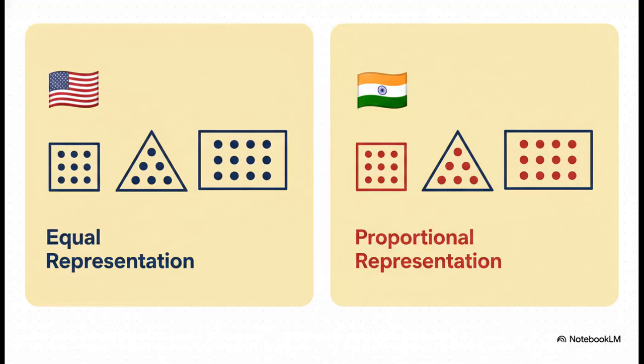Now, this is a really crucial difference to understand. It's all about how the states are represented. So in a symmetrical system, like what you see in the USA, every single state gets the same number of representatives. Think 2 senators for tiny Rhode Island and 2 senators for massive California. But India went a different route. We chose an asymmetrical system. Here, representation is proportional to population, so bigger states get more seats. It's a system designed to reflect the country's diverse geography much more fairly.